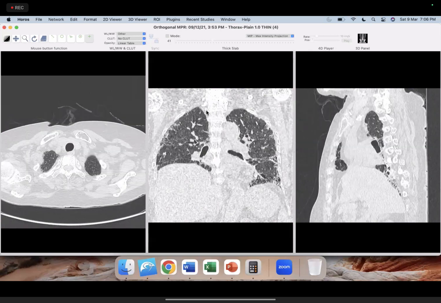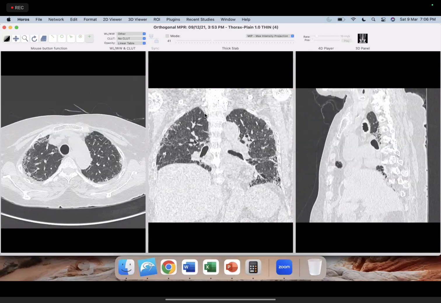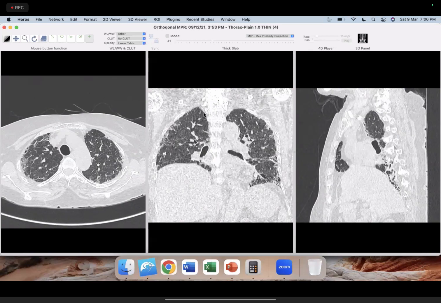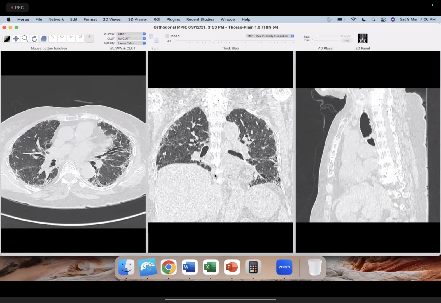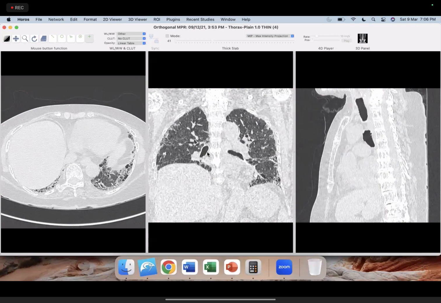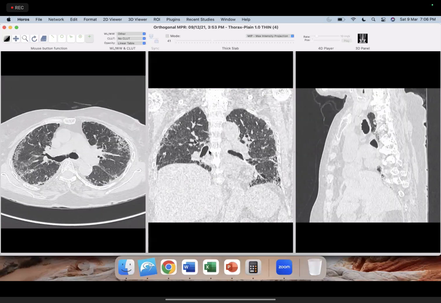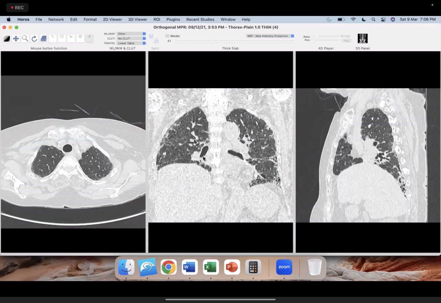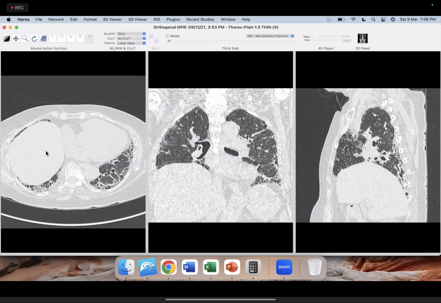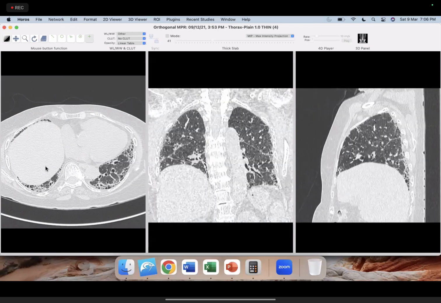For anything to be called a typical UIP pattern, you need to have four criteria fulfilled, and that we will discuss after this case. So what do we see here? We can clearly see there are reticular opacities with peripheral and subpleural distribution, right? You don't see anything in a bronchocentric distribution. So it's peripheral, subpleural, and you can make out there is a basal predominance, for which you can take help of sagittal or coronal also. Sagittal are best to show this gradient.